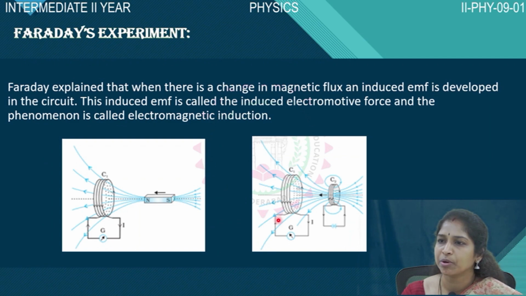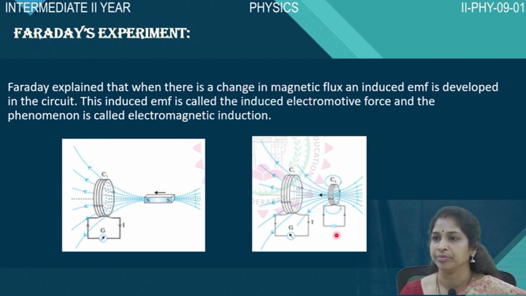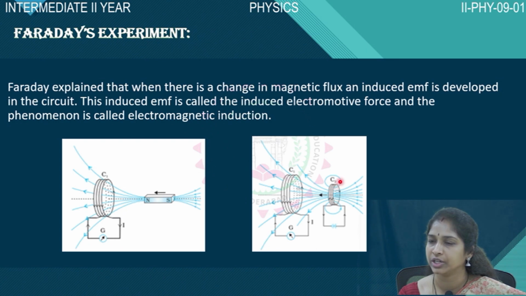His second experiment is this. This is a coil C1, connected to a galvanometer, and there is another coil, C2, that is connected to a battery. We know that when a battery is connected, current passes through the coil. So current passes through this second coil, C2. According to Oersted's experiment, when current passes through a coil, it acts like a magnet. So now this coil is acting like a magnet.